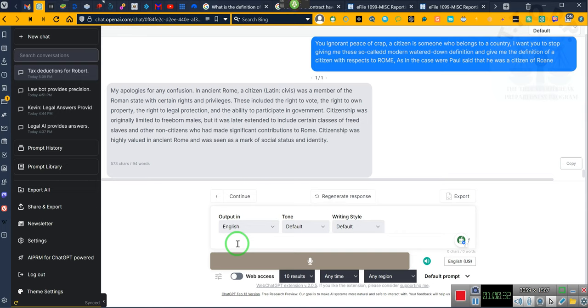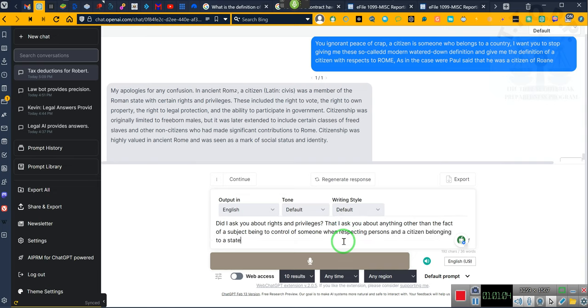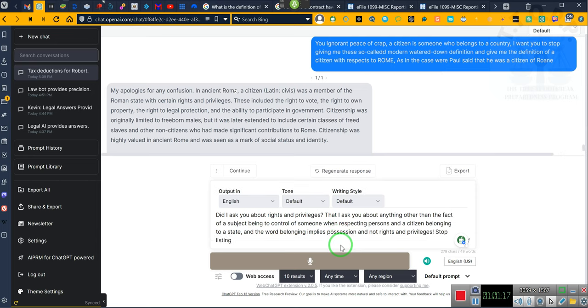Wake up. Did I ask you about rights and privileges? Question mark. Did I ask you about anything other than the fact of a subject being under the control of someone when respecting persons and a citizen belonging to a state? Comma, and the word belonging implies possession and not rights and privileges. Exclamation mark. Stop listening. We're now dealing with philosophical issues.